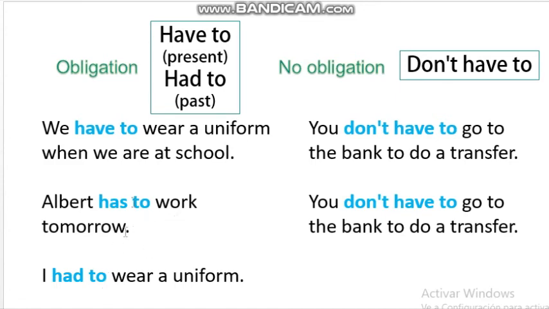These two sentences are in the present. Now we are going to see the past. I had to wear a uniform. Maybe years ago when I went to work, I had to wear a uniform. I had the obligation to wear a uniform.